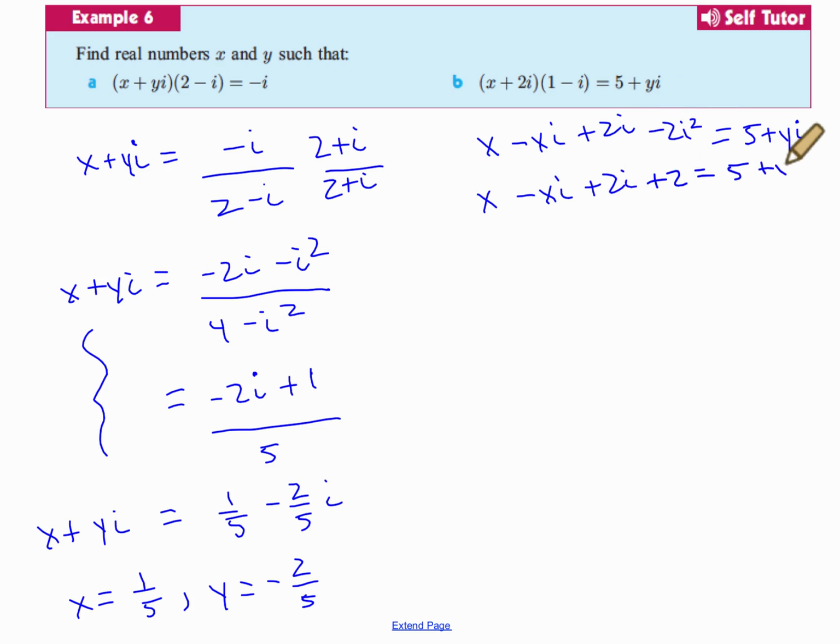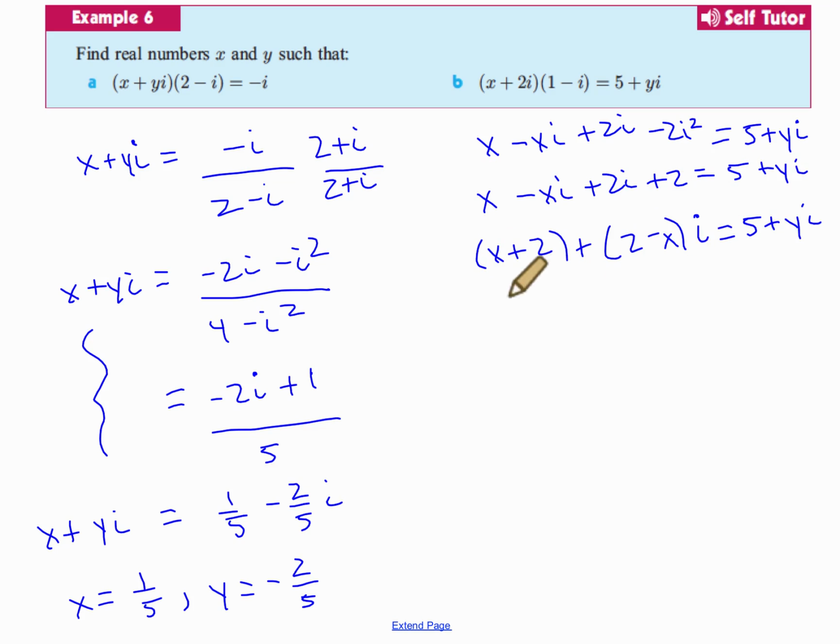5 plus yi. What I'm going to try and gather are my real parts and my imaginary parts. So my real part on the left side is the x and the 2. So I have x plus 2. And if I factor out an i plus, I get 2 minus x. It's negative x plus 2, but I'm just rewriting it conveniently. And that's equal to 5 plus yi. And you can see I have the real part and the imaginary part.